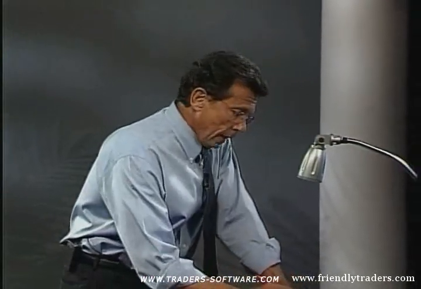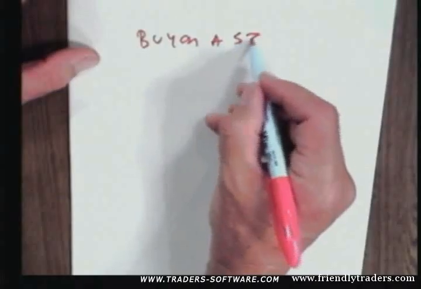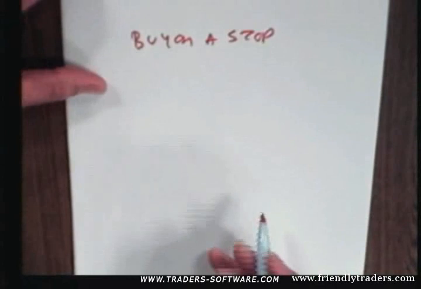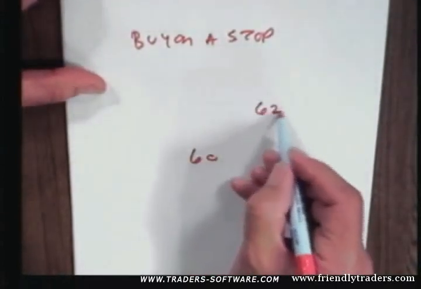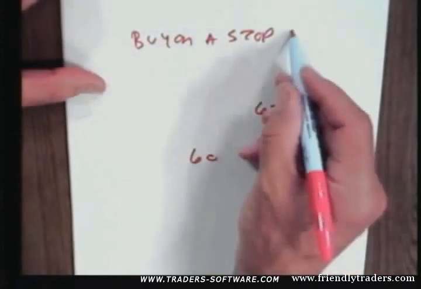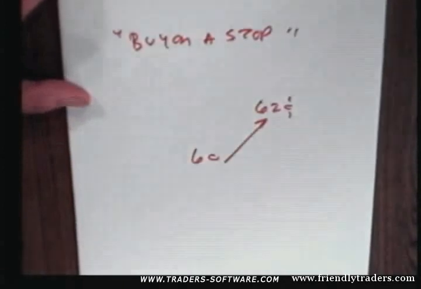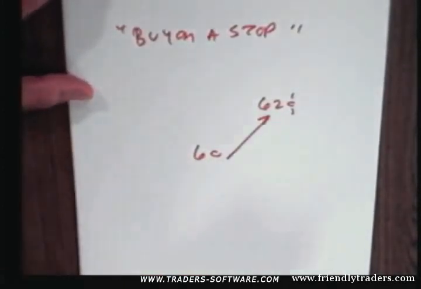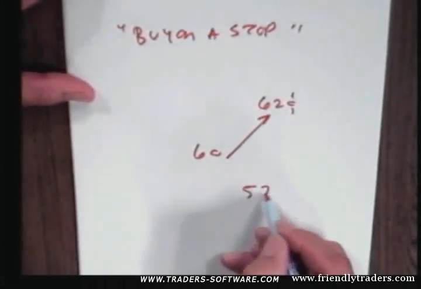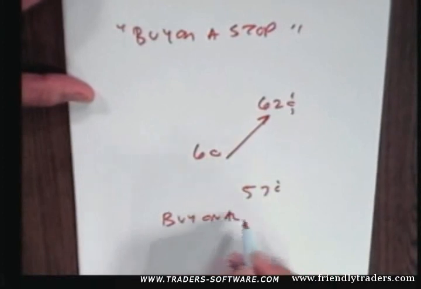This is official language. We buy on a stop order, which means this. If price is trading at 60 cents and you tell your broker you want to buy at 62 cents on a stop, price must rally up to 62 cents and there'll be a buyer there. If you think the market is going to go down and then go up, you think it's going to go down to 57 cents, you're going to buy on a limit.